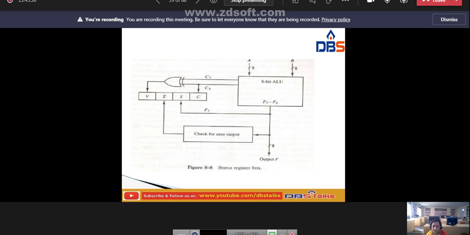Bit V, overflow, is set to 1 if the exclusive-OR of the last two carries is equal to 1, and cleared to 0 otherwise. The above status bits are used in conditional jump and branch instructions. So, this is the working of the status register bits.